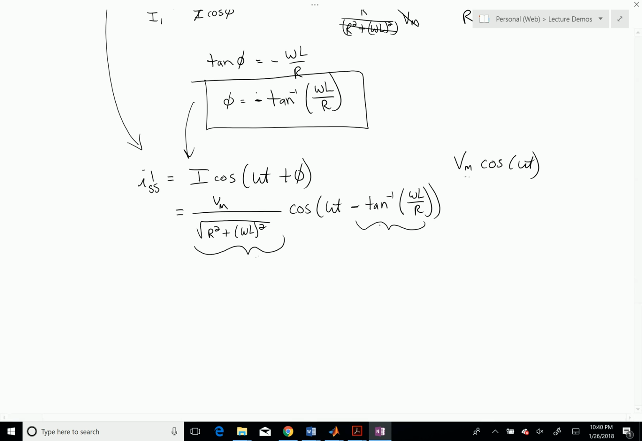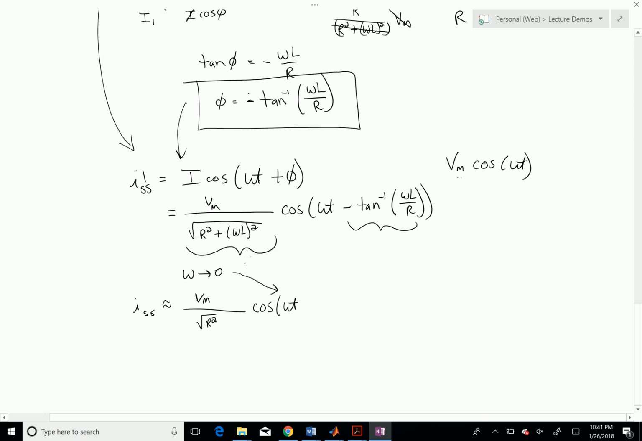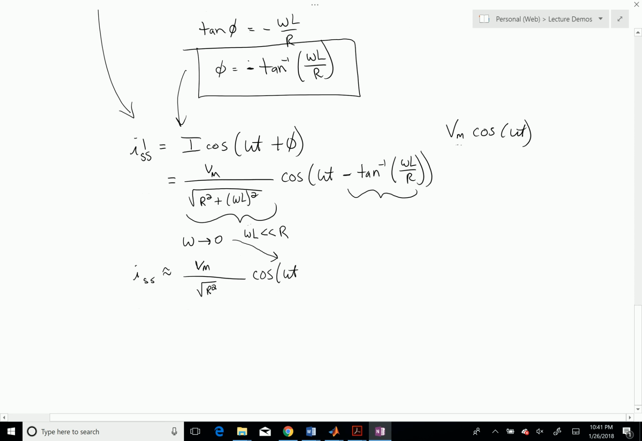So I want to look at this intuitively and say, what happens if omega is really small? Let's say omega is approaching 0. Then I can say that i steady state is approximately Vm over, well, the omega L term is pretty minor, so I get Vm over square root of R squared, which is simply R times cosine of omega t. It's approaching 0, so it's getting small, but this is still a cosine, still varying. Maybe what I should really say is I want omega L to be much, much smaller than R.